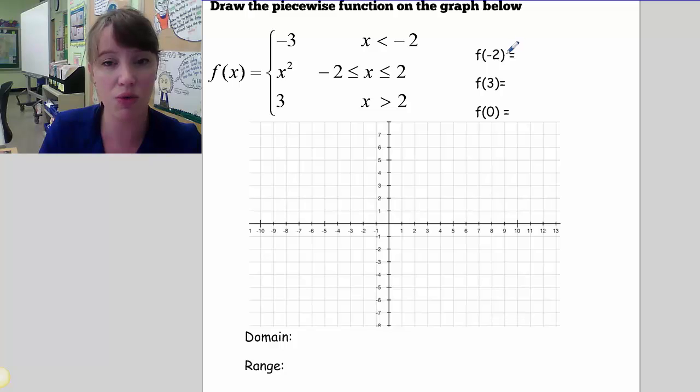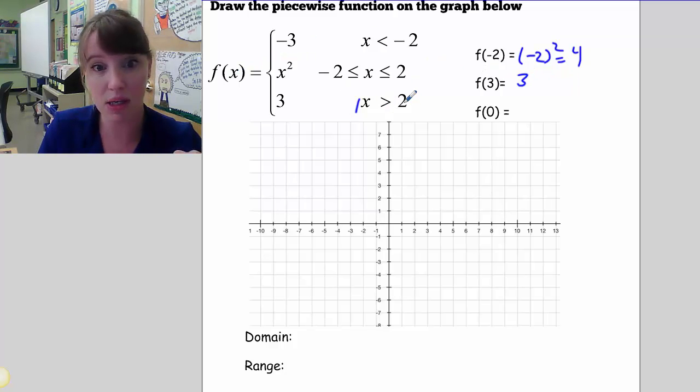So f of -2, for instance, well, that's a hinging value. Notice that it's a horizontal line when x is less than -2, but when x is equal to -2, it is x squared. So basically, this goes by the rule, take the input and square it, so f of -2 is 4. F of 3, so 3 is greater than 2, so it's just going to be the constant value of 3.